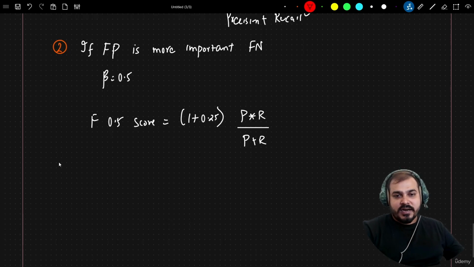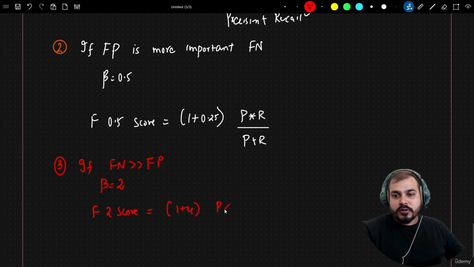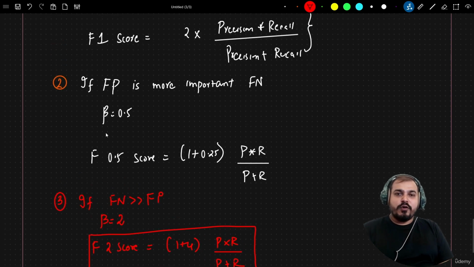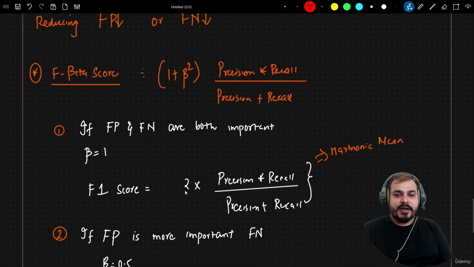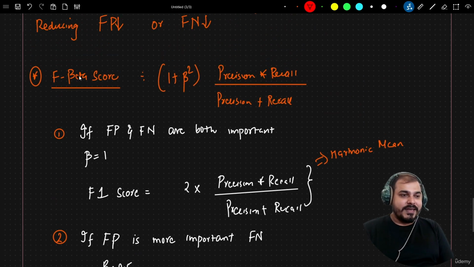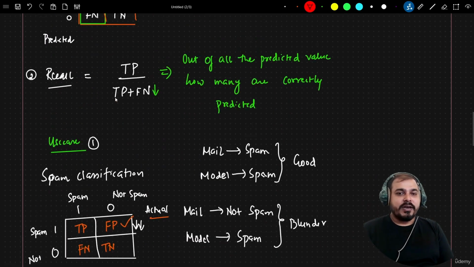The final condition is that if false negative is more important than false positive, then my beta value becomes 2. So the F2 score is 1 plus 4, multiplied by precision times recall, divided by precision plus recall. So this is my final output with respect to all of this. If false positive is important, if false negative is important, or if both are important, you can use the F beta score. Otherwise, you can also go with precision and recall.